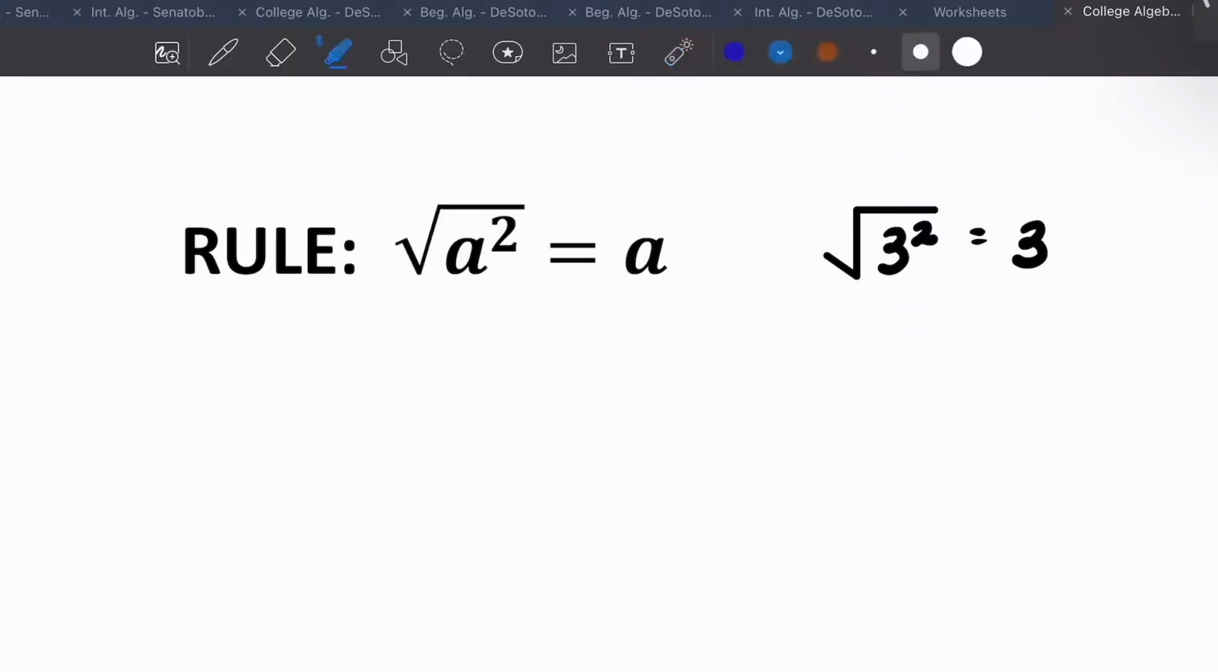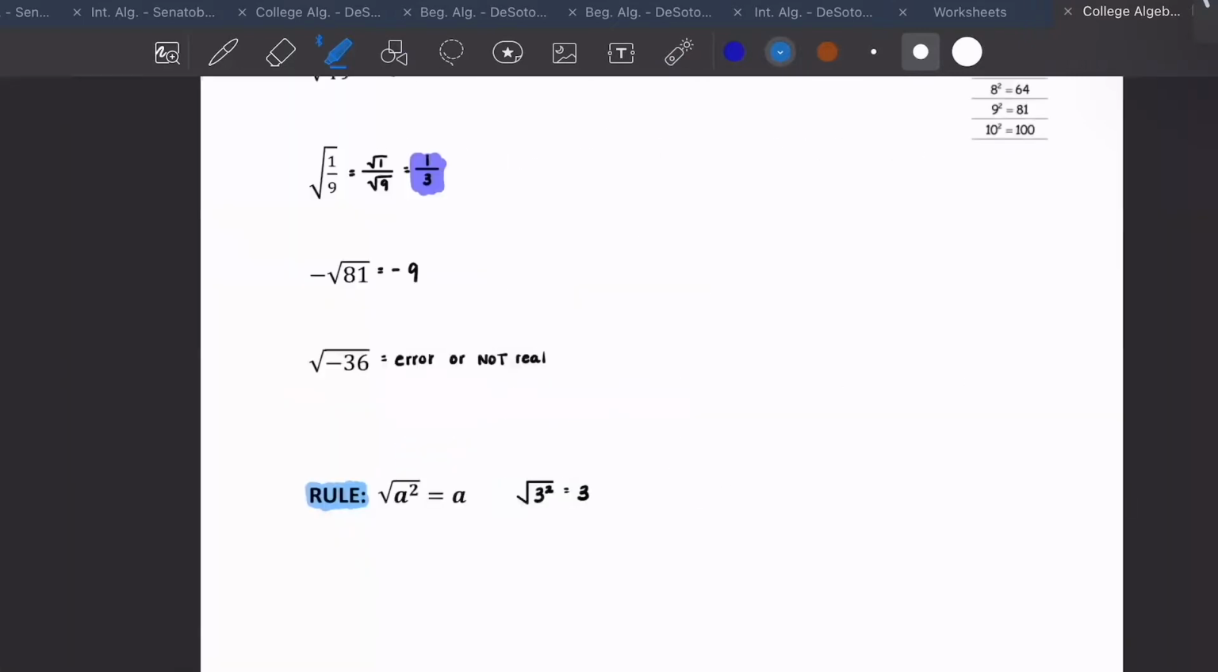So here's a rule that we're going to use. Let's see, next page.